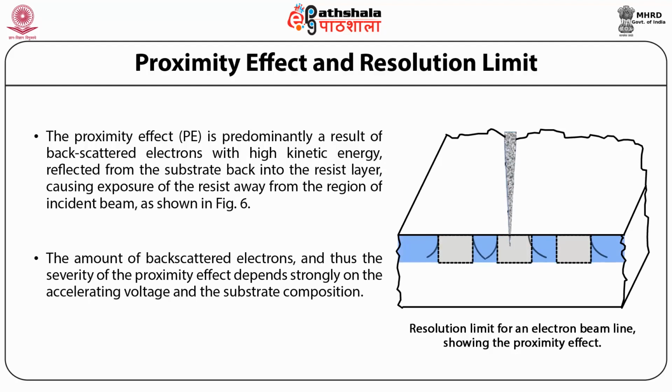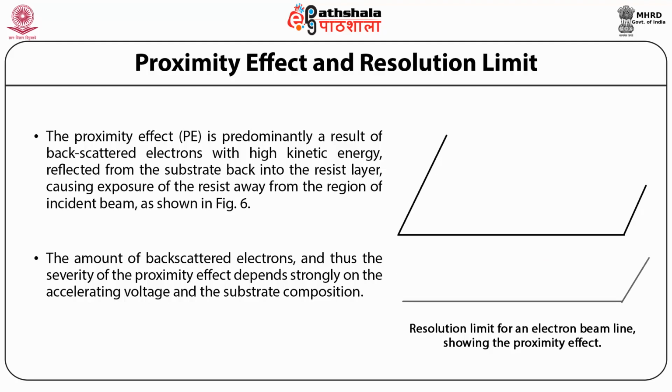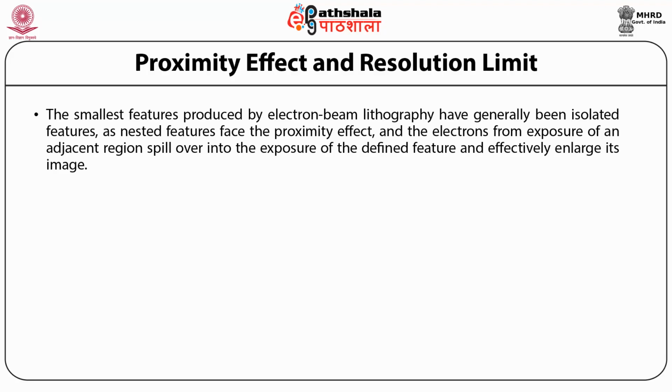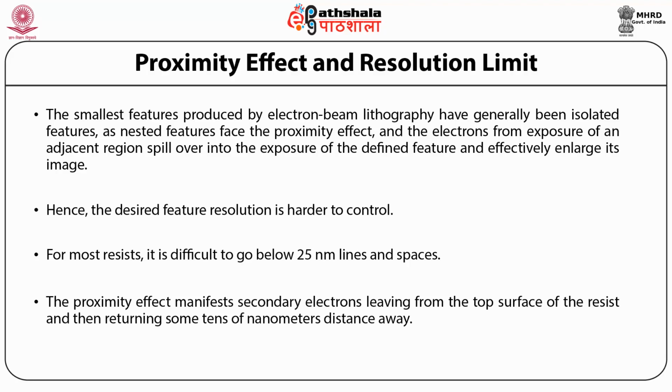The amount of backscattered electrons and the amount of the proximity effect depend strongly on the accelerating voltage and the substrate composition. The smallest features produced by electron beam lithography have generally been isolated features, and the electrons from exposure of an adjacent region spill over into the exposure of the defined feature and effectively enlarge its image. Hence, the desired feature's resolution is harder to control. For most resists, it is difficult to go below 25 nanometer lines and spaces. The proximity effect also manifests through secondary electrons leaving from the top surface of the resist and then returning at tens of nanometers distance away.